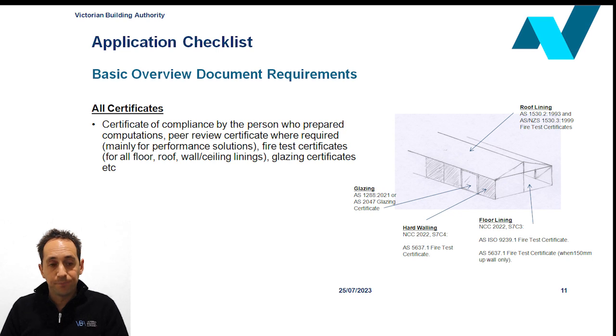Other certificates include the engineer certificate of compliance for both structural and, when required, fire engineering designs from the competent endorsed engineers, and also making sure that where glazing is to be used, the glazing certificate is provided as evidence that the glazing has been installed and designed in accordance with both, or either, AS 1288 2021 and AS 2047 glazing standards. Glazing certificates are often missed in new application submissions.